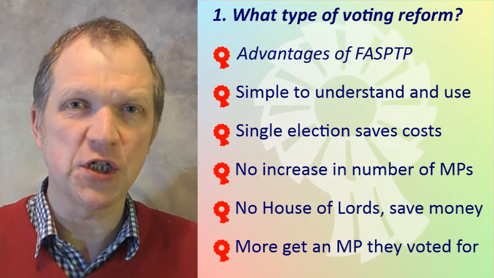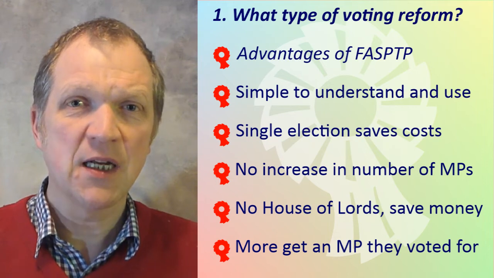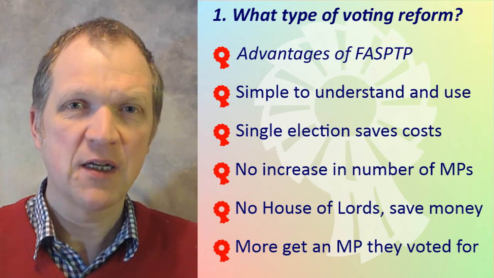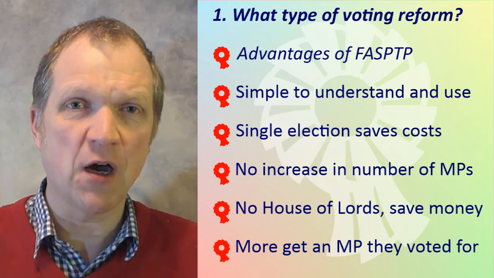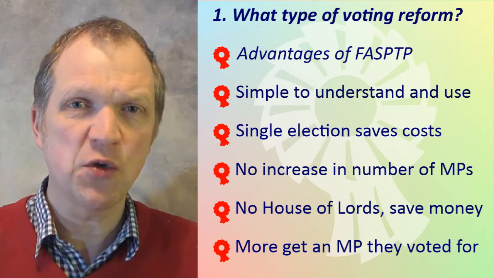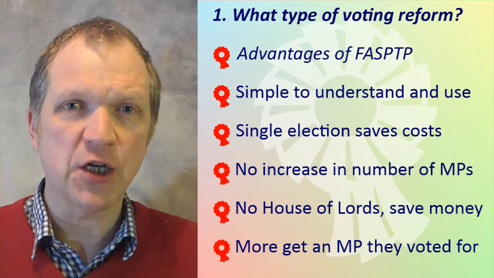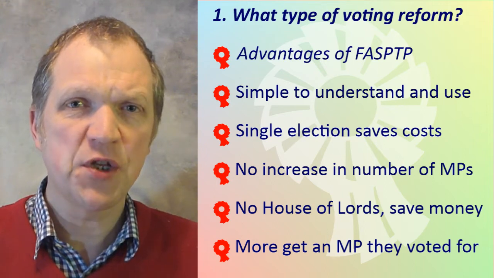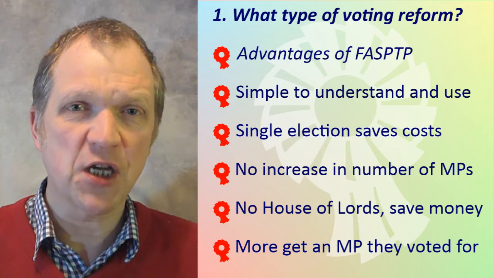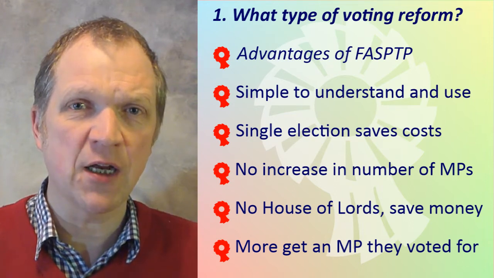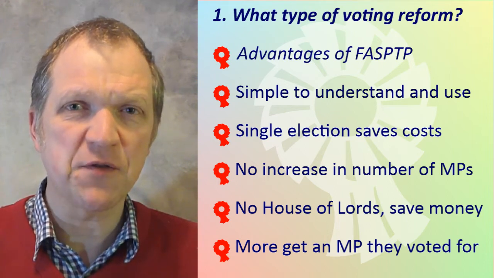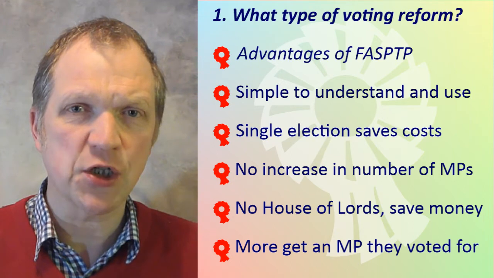FasPTP has many advantages. Firstly, it is simple to understand, simple to carry out, and it's particularly simple for voters because they vote in exactly the same way as they currently do under FPTP. Secondly, members of Parliament for both chambers are elected at the same time in a single nationwide general election. This single general election costs less than holding 2 sets of elections, which typically happens in other countries with 2 elected legislative chambers. Such countries include the USA, Canada, Australia, New Zealand and many European nations. So, with FasPTP, you get the benefit of 2 elected chambers without doubling election costs.